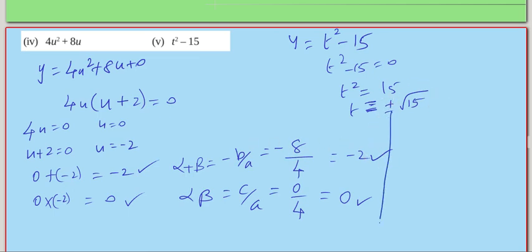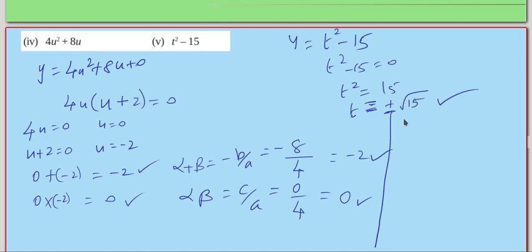What are the sum of the zeros and the product of the zeros for this quadratic polynomial? Even though it is a quadratic polynomial, it has only two terms, so it has two zeros. We got the two zeros here. Plus root 15 is one of the zeros, minus root 15 is the other zero. If we take a square root, we get plus or minus. So plus root 15 and minus root 15 are the two zeros.